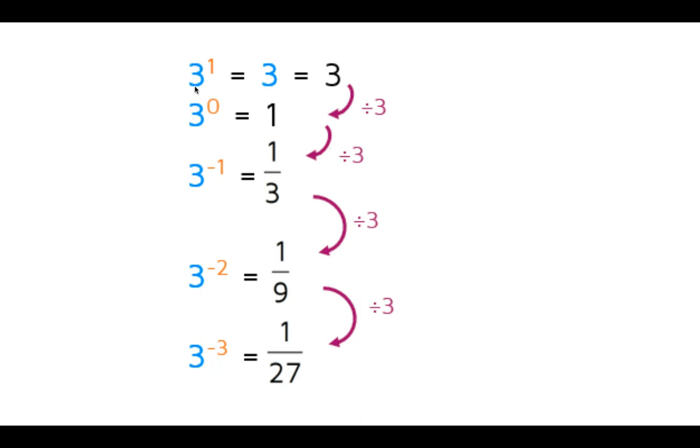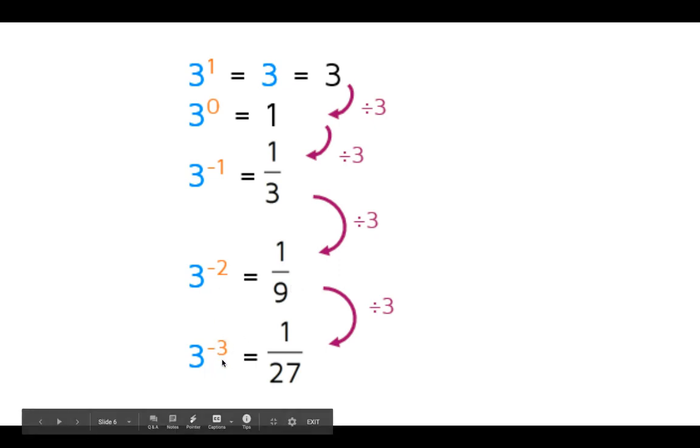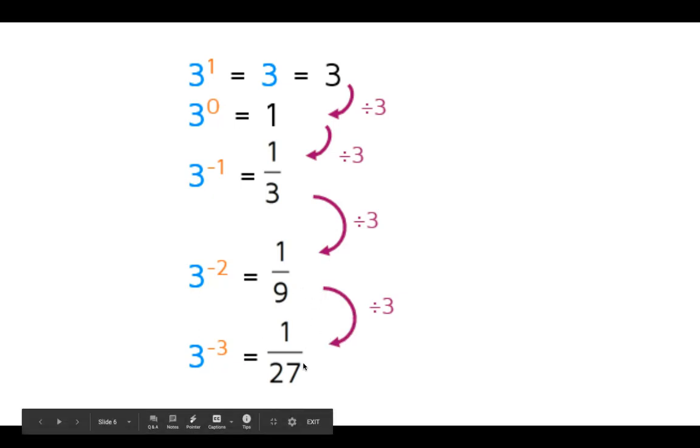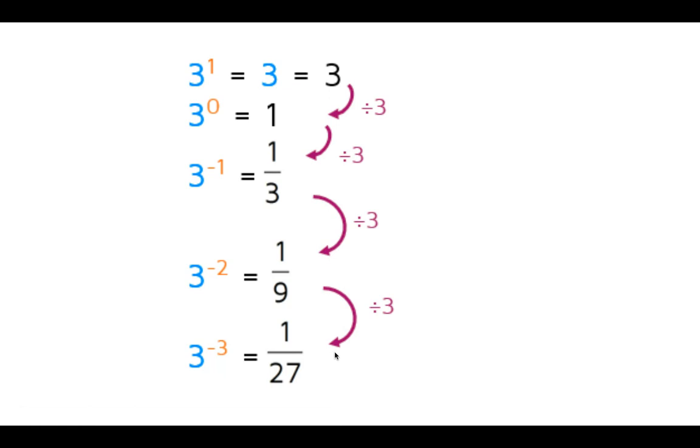And this just continues. 3 to the first is 3, you know that. 3 to the 0 is 1, we know that. Lower the exponent by 1, divide it by 3, you get 1/3. Lower the exponent by 1 here, divide by 3 again, 1/3 divided by 3 is 1/9. I lowered the exponent again by 1, which means I divide this by 3, and 1/9 divided by 3 is 1/27. We get fractions when we have negative exponents.